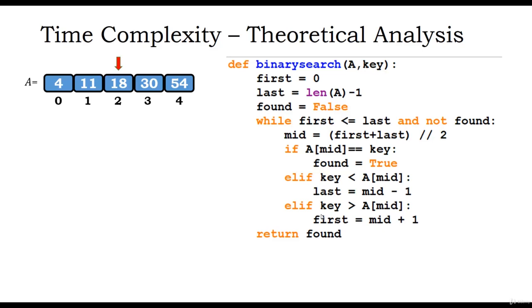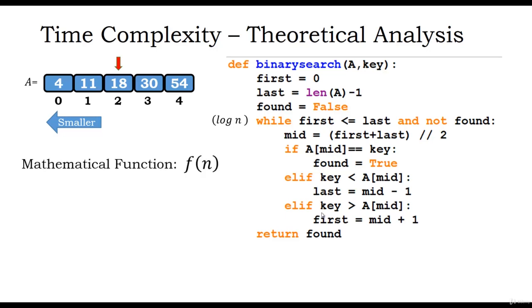The comparison with the mid element of the array is made with the key. If the key is less, it will search only the lower half of the array and discard the upper half. So the while loop will now search the lower half of the array. And at each iteration, the loop will discard half. Therefore, we say that the while loop will take log n time to compute. And if we compute the mathematical function, we say that this algorithm will take O of log n time to compute. And the complexity of this algorithm is O of log n.